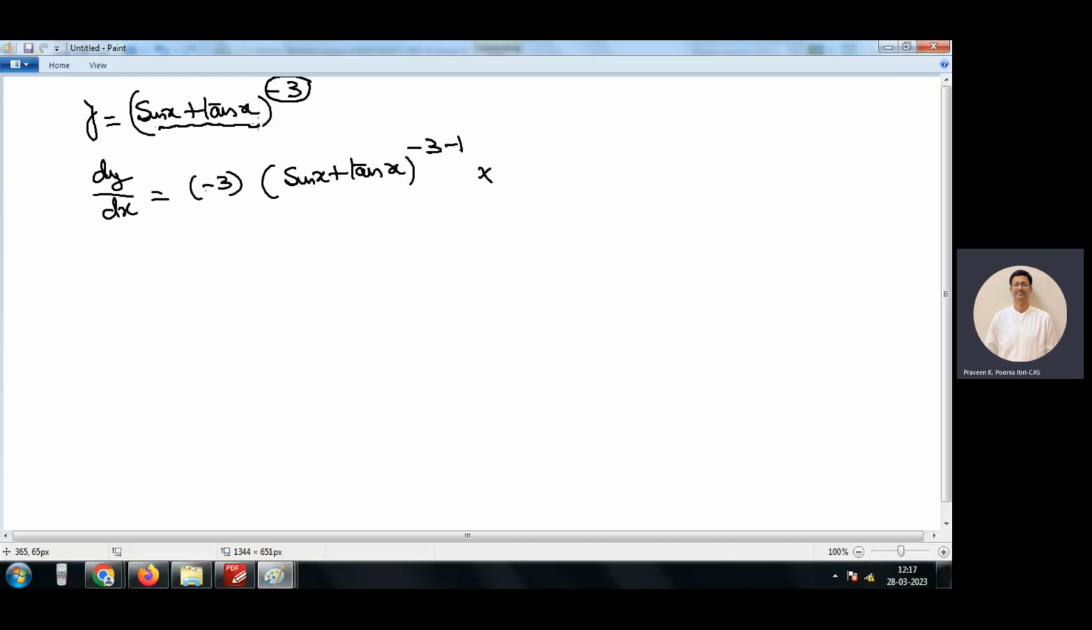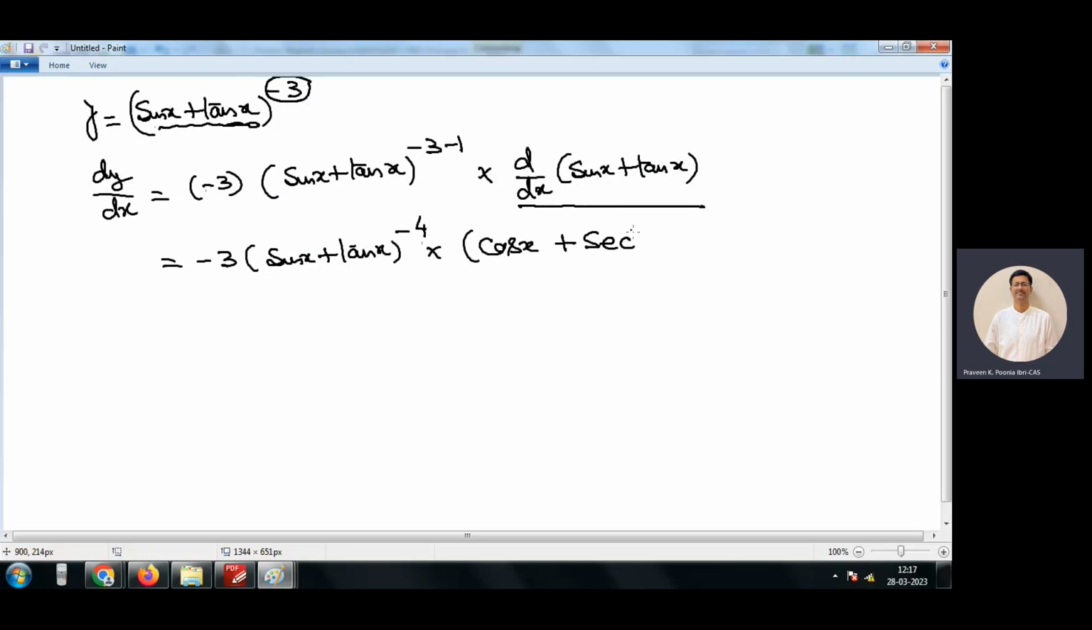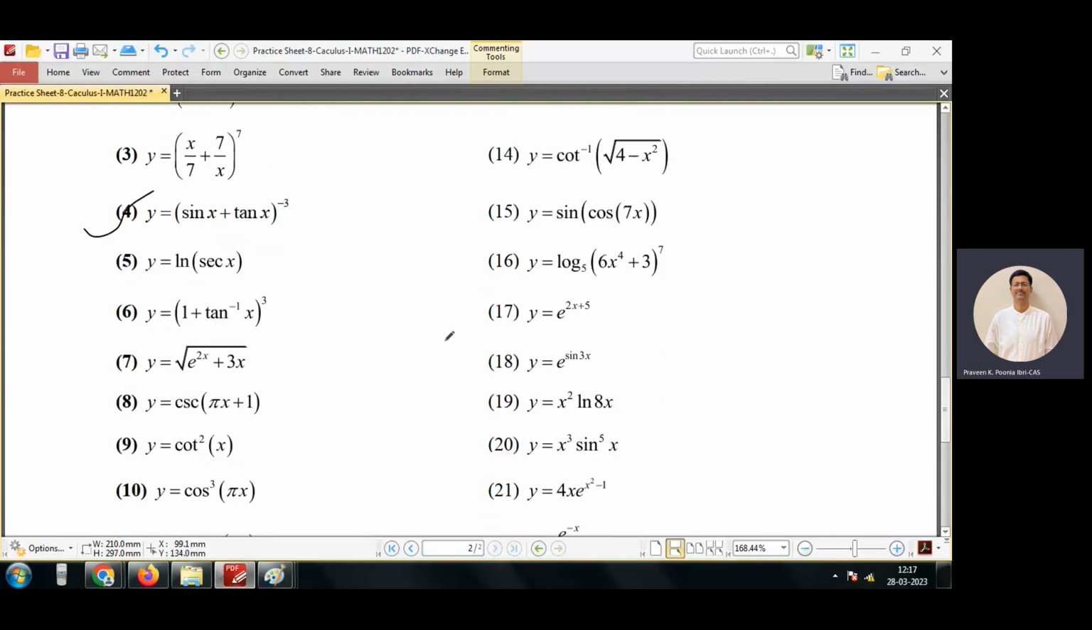Now it is not x, it is some different function. So you need to find the derivative of this. It is sine x plus 10x. Clear? So what is the answer? Minus 3, sine x plus 10x power minus 3 minus 1, that is minus 4, into. Now you need to find the derivative of this one. What is the derivative of sine x? It is cosine x. What is the derivative of 10x? It is sec square x. Done. This is the answer. So you need to focus on what type of question we are looking at here.